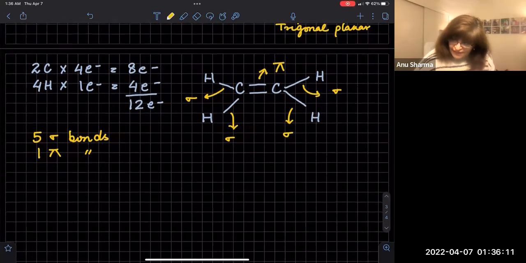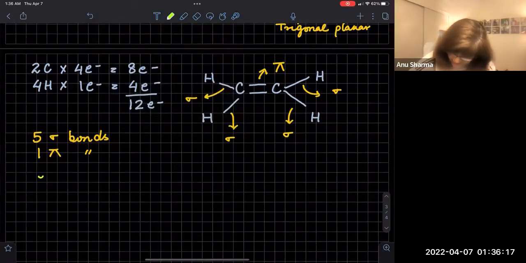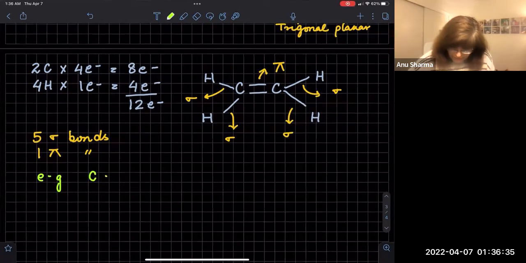Next are the electron groups. How many electron groups are there? Between carbon and hydrogens on both sides, there are 4. And between carbon and carbon, the double bond is considered to be 1 electron group. So on one carbon, there are 1, 2, 3 electron groups.